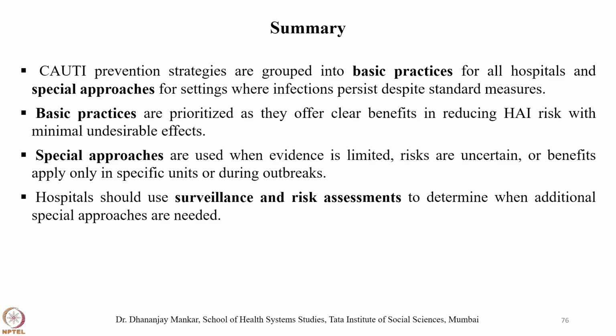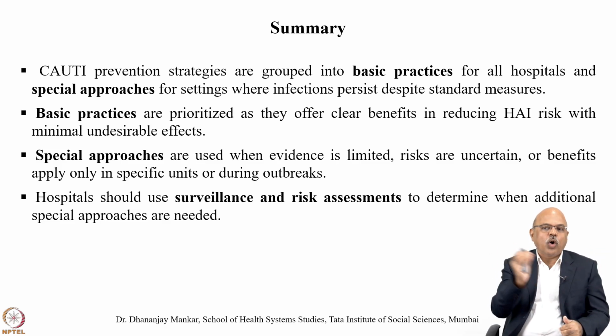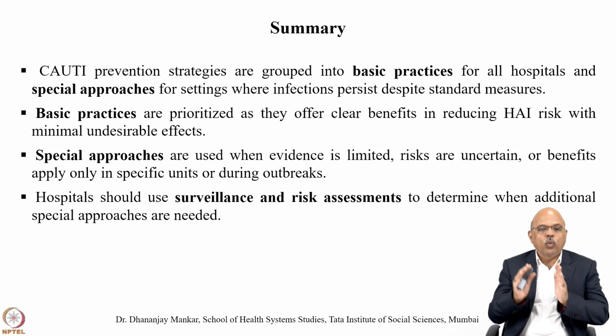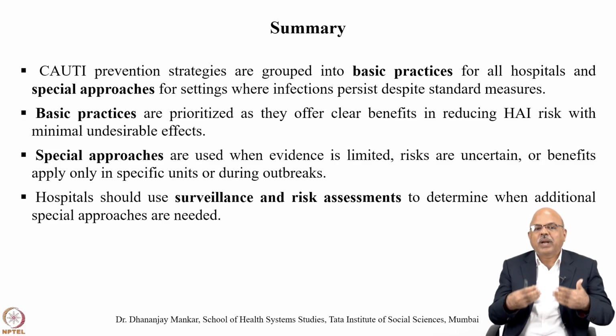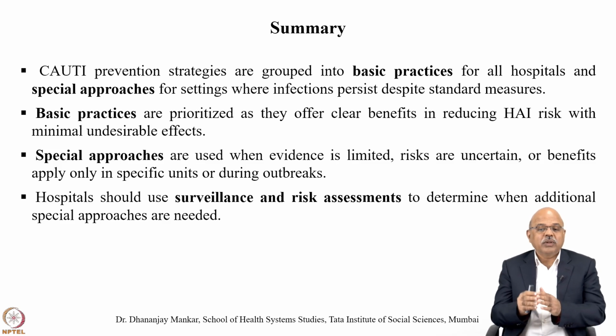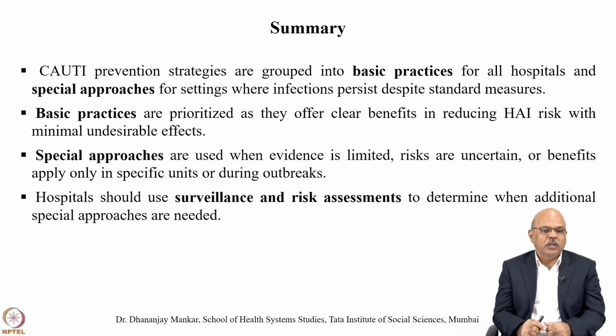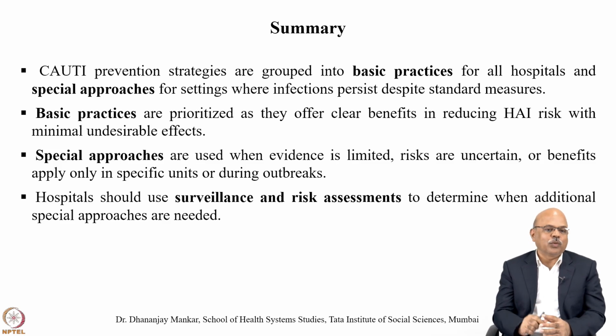So in the summary, I would like to emphasize that CAUTI prevention strategies are grouped into basic practices for all hospitals and special approaches only for settings where infection persists despite standard measures. So basic versus specific approaches you need to prioritize, and special approaches are used when evidence is limited, with respect to risk being uncertain. So benefits apply only in specific units or during outbreaks.